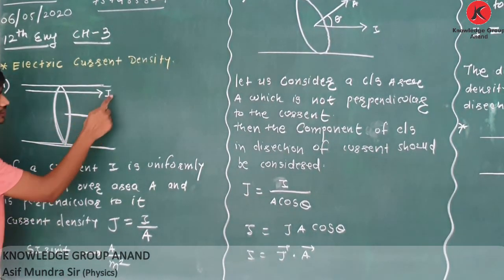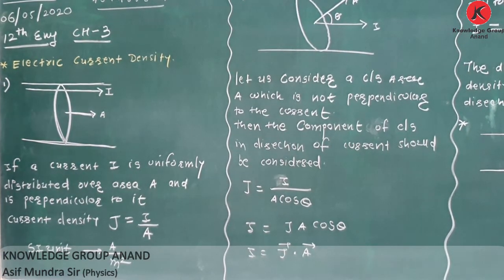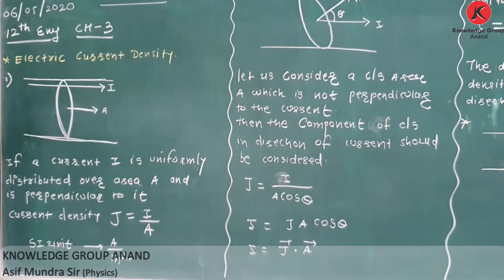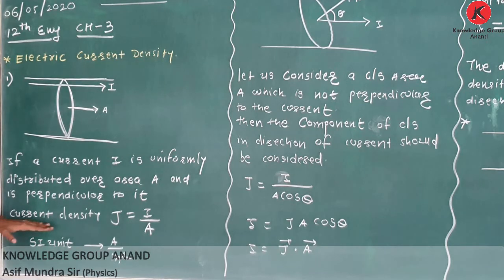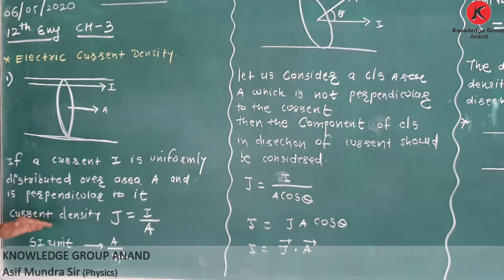See here, note one point. I and A are in the same direction. Clear about this? So whenever the area vector is in the direction of current, current density J is equal to I upon A. Simple. Clear? Okay. The SI unit, I upon A, is ampere per meter square. So the first case is easy, in which A and I are in the same direction.